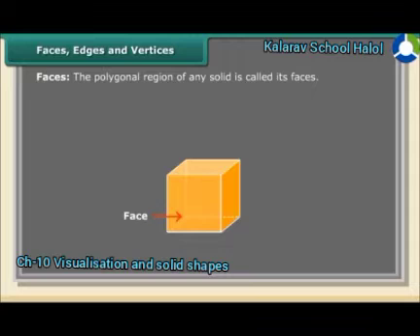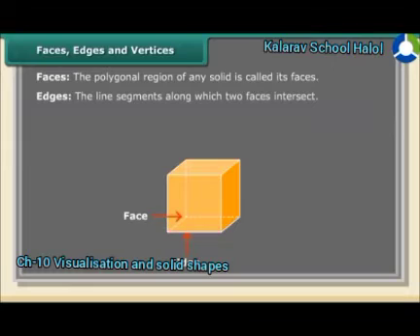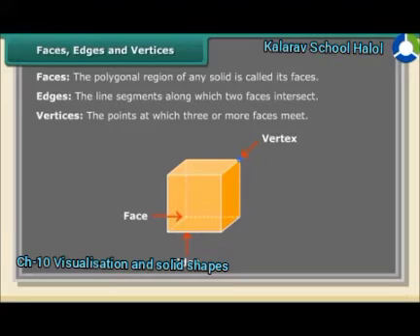Faces, edges, and vertices. Faces: the polygonal region of any solid is called its face. Edges: the line segments along which two faces intersect. Vertices: the points at which three or more faces meet.